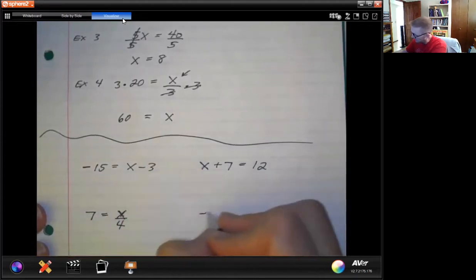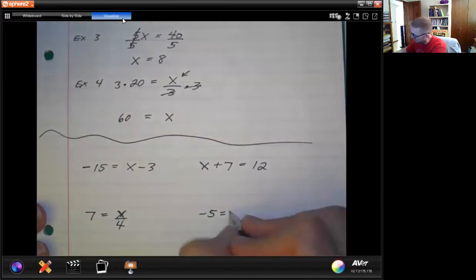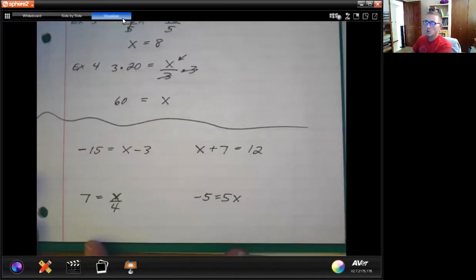And then finally, negative 5 equals 5x. I want you to go ahead and pause the video for a moment right now and try those 4 example problems.